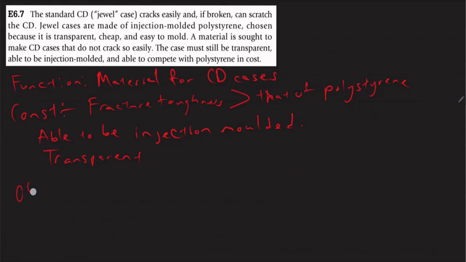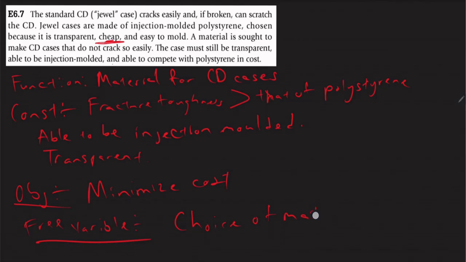So next, we now go to what? Objectives. So for the objectives, it says that we chose polystyrene before because it is cheap. So if you can make this material as cheap as possible, that would be perfect. So we are trying to minimize cost. Then our free variable is what? Choice of material. So that's our free variable for this question. So now let us move on to the last question in this series.